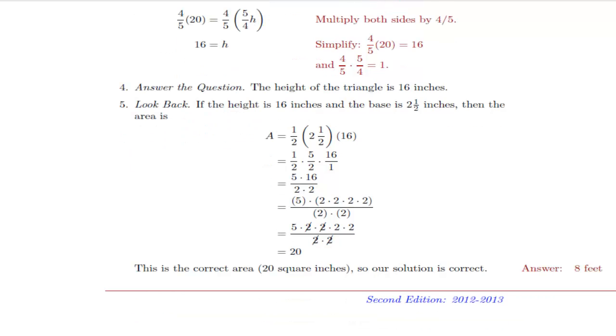Look back. If the height is 16 inches and the base is 2.5 inches, then the area is what? A equals 1/2 times 2 and 1/2 times 16. 2 and 1/2 is 5 over 2, so 1/2 times 5 over 2 times 16 over 1 equals 5 times 16 over 2 times 2. Factoring into prime factors, in the numerator we have 5 times 4 factors of 2, and in the denominator 2 factors of 2. 2 factors of 2 cancel, and we're left with 5 times 2 times 2 equals 20. This is the correct area, 20 square inches, so our solution is correct.